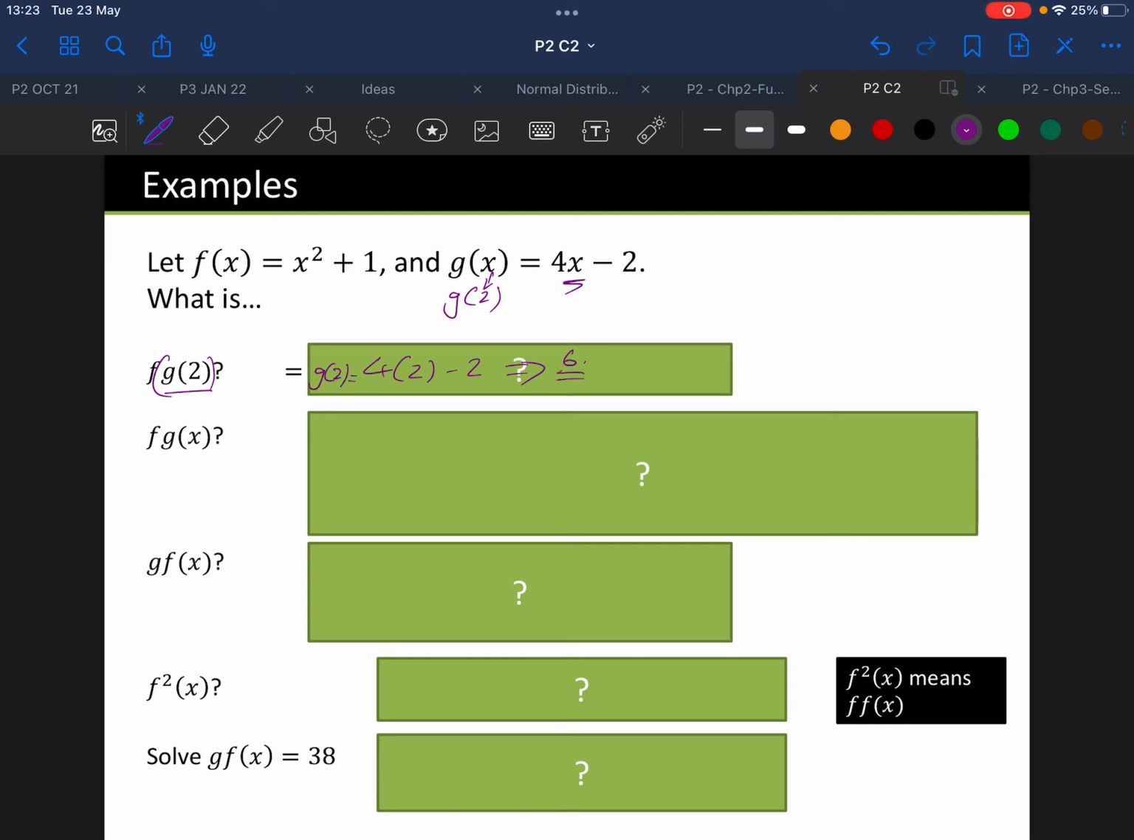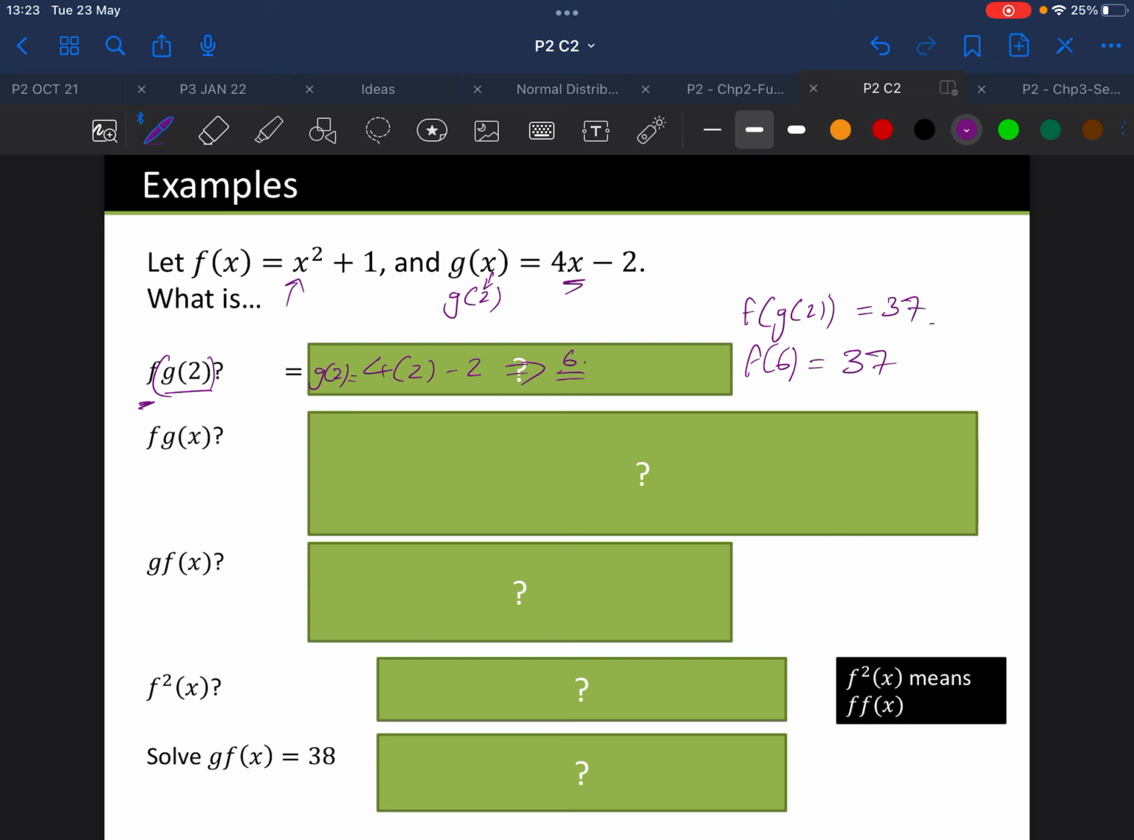Now, once you've done that, you're going to put that result into the function called f. So you do f of 6, and you do the same thing again with f. You just take this rule and you change any of the x's to 6. So it's 6 squared, which is 36, plus 1 is 37. There are a few ways you can write this, but all of these things are correct.